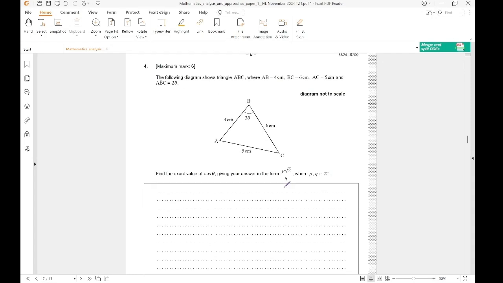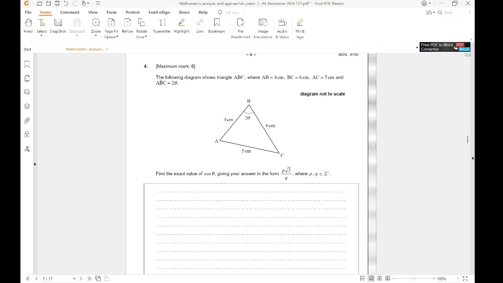Now let's move on to question number 4. So once again, I'm going to read it out, then pause the video and have a go at it. The following diagram shows triangle ABC, where AB is equal to 4, BC is equal to 6, AC is equal to 5, and angle ABC is equal to 2 theta. Find the exact value of cos theta, giving your answer in the form of P root 2 over Q. This is a non-calculator question. So again, pause the video and have a go.